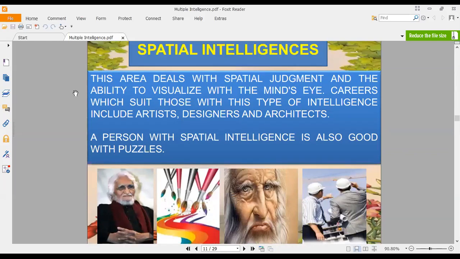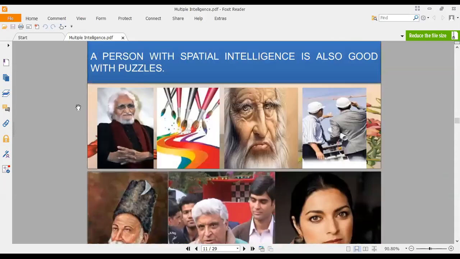Spatial intelligence deals with spatial judgment, the ability to visualize with the mind's eye. Careers that suit this type of intelligence include artists and designers. These people are always doing imaginative stuff. Maybe in your classroom as well, there are kids who visualize things first, and they are really good at designing or drawing. Today they are drawing things, but after 20, 25 years, they will be a really good architect, because they can visualize things. That's spatial intelligence, right?